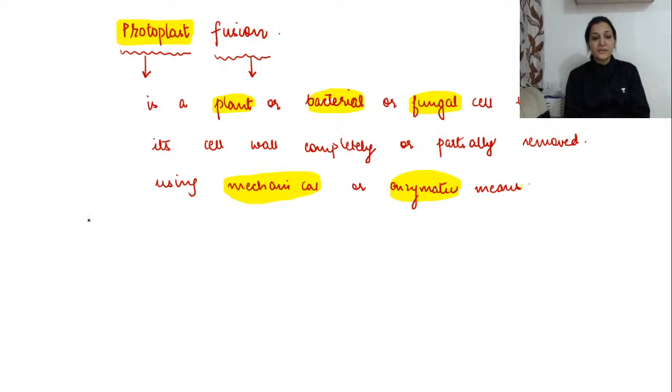Now protoplast has another synonym, another word along with it, which is usually asked or used. So one is protoplast, another is spheroplast.